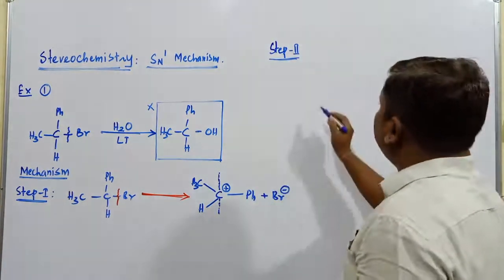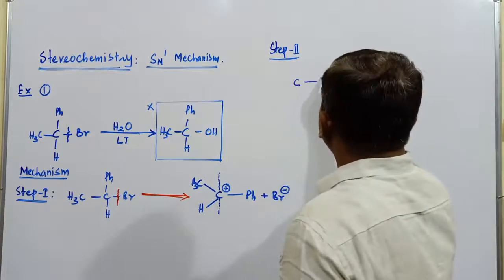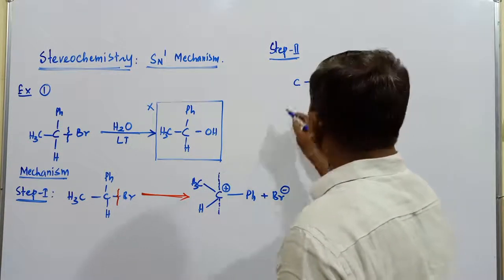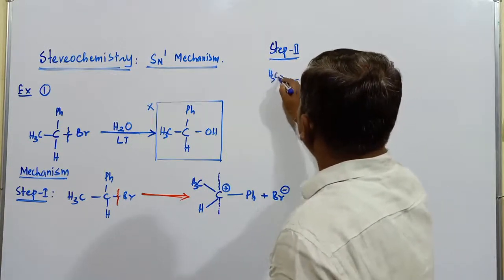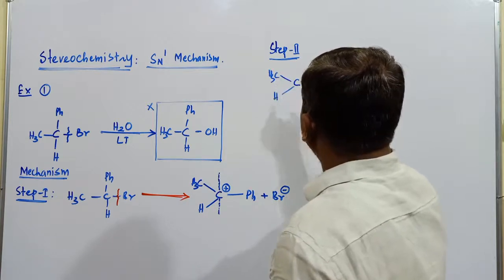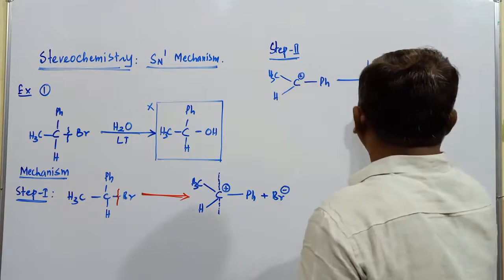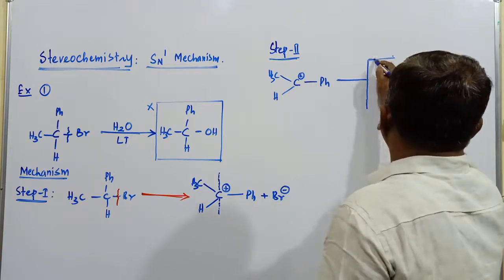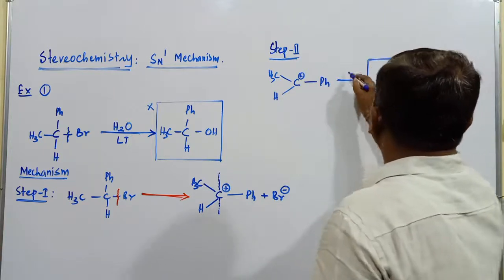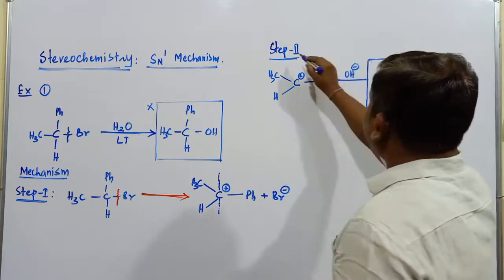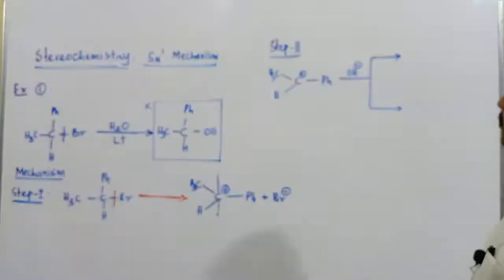In the second step, this is the carbocation produced in the first step, and this is going to be the CH3. Next one is going to be hydrogen. Okay, this is the carbocation. When this carbocation is attacked by the respective nucleophile, this is the OH minus. What is the second step? Attack of the nucleophile on the carbon atom takes place.